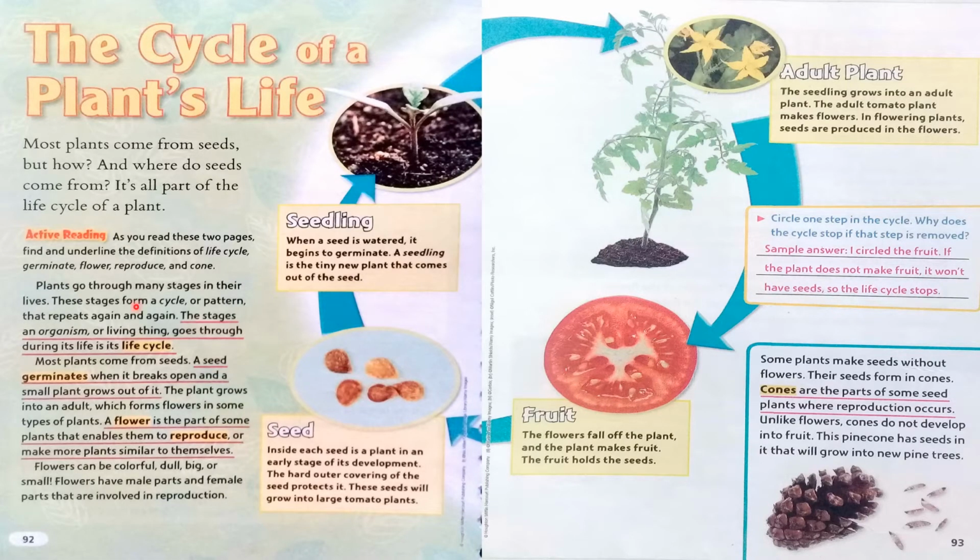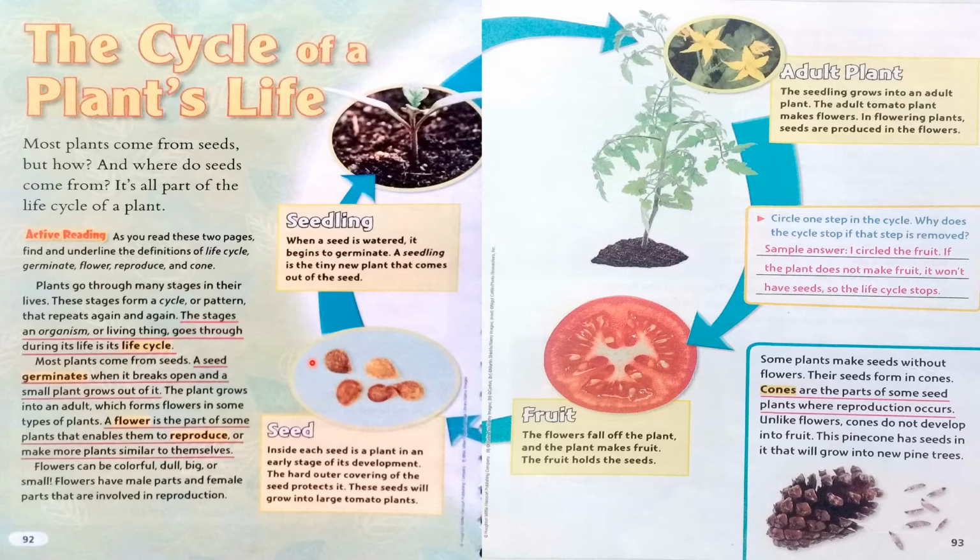Let's start with the cycle of a plant's life. Plants go through many stages in their lives. These stages form a cycle that repeats again and again. The stages an organism or living thing goes through during its life is its life cycle.